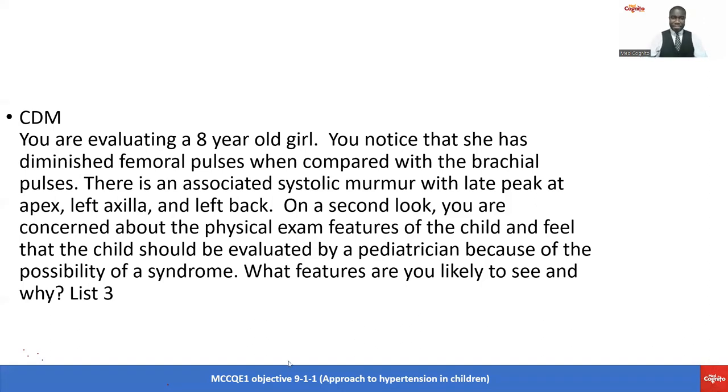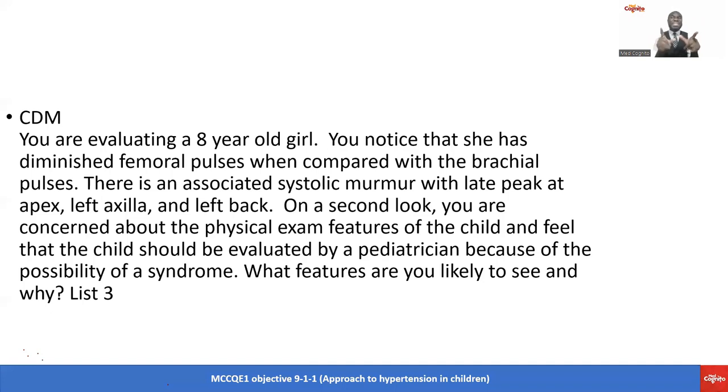You're evaluating an 8-year-old girl. You notice that she has diminished femoral pulses when compared to the brachial pulses. There's an associated systolic murmur with late peak at the apex, left axillary, and left back. On second look, you're concerned about the physical exam features of the child and feel that the child should be evaluated by a pediatrician because of the possibility of a syndrome. What features are you likely to see?